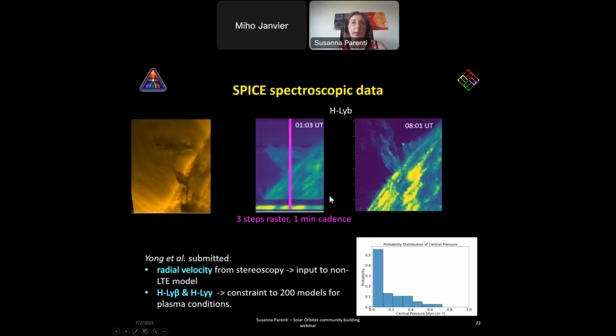Just to give you an idea of what can be done, Young et al. submitted this paper, which is under revision, where he estimated the radial velocity of the eruption using stereoscopy information as an input of a non-LTE model, and then used the Lyman beta and Lyman gamma from SPICE to constrain a model for the prominence. So he came up with this kind of probability distribution for the parameters of the prominence. I think this is a new diagnostic that he is publishing now.